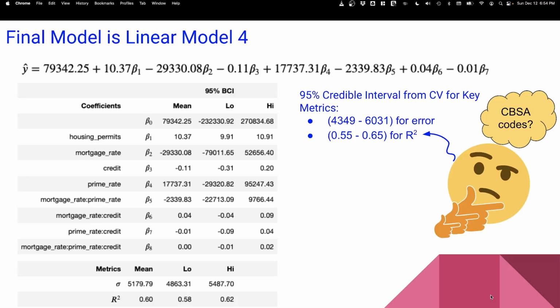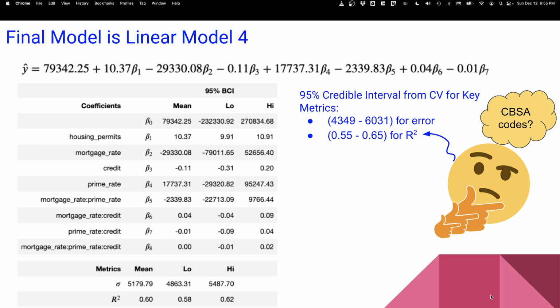So this is the expression of linear model number 4. The prediction is expressed mathematically, and then the table results are shown below with the specific enumerations per coefficient with the mean, and then the 95% confidence interval for each of those. We then on the right see, let's go ahead and run a cross-validation through a few of these to get some better credible bounds. And we see that our error for this model runs 4,349 through 6,031, and our R squared is still 0.55 through 0.65.